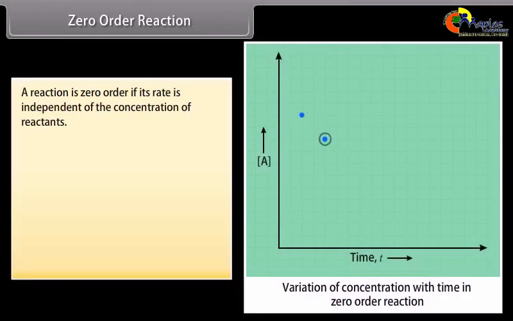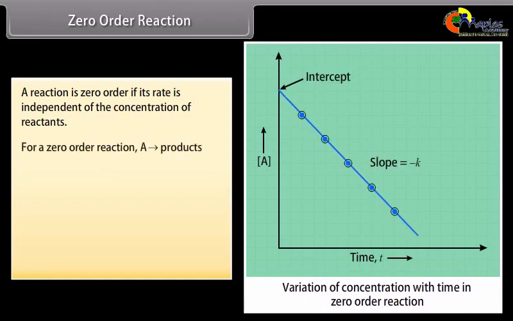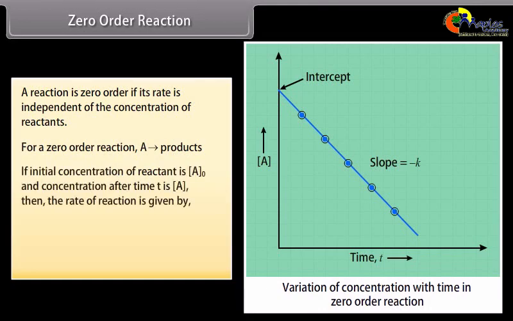Zero-order reaction. A reaction is zero-order if its rate is independent of the concentration of reactants. For a zero-order reaction, A is changing into products. If the initial concentration of reactant is A naught, and the concentration after time T is A, then the rate of reaction is given by minus dA by dt is equal to K times A raised to the power 0, which is equal to K. It can be written as dA is equal to minus K dt.